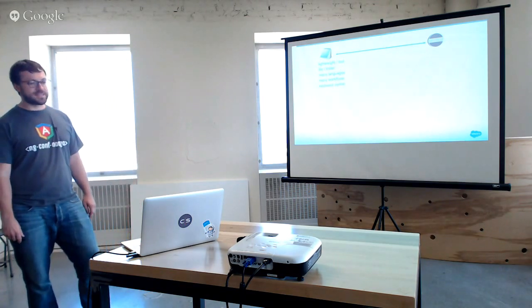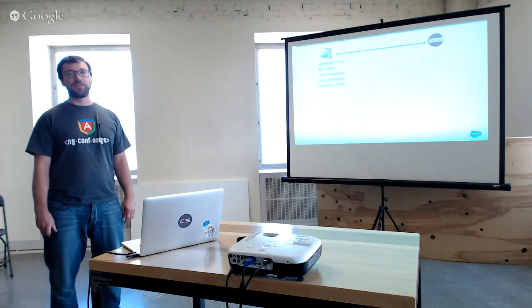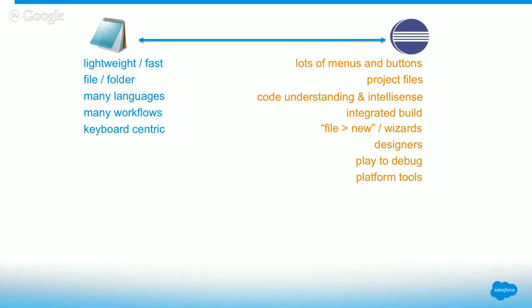On the right-hand side, we have an IDE. In IDEs like Eclipse or Visual Studio, there are tons of buttons, tons of menus. There's a story where Scott Guthrie challenged the people on his Visual Studio team to name all of the buttons on the standard tab strip at the top.